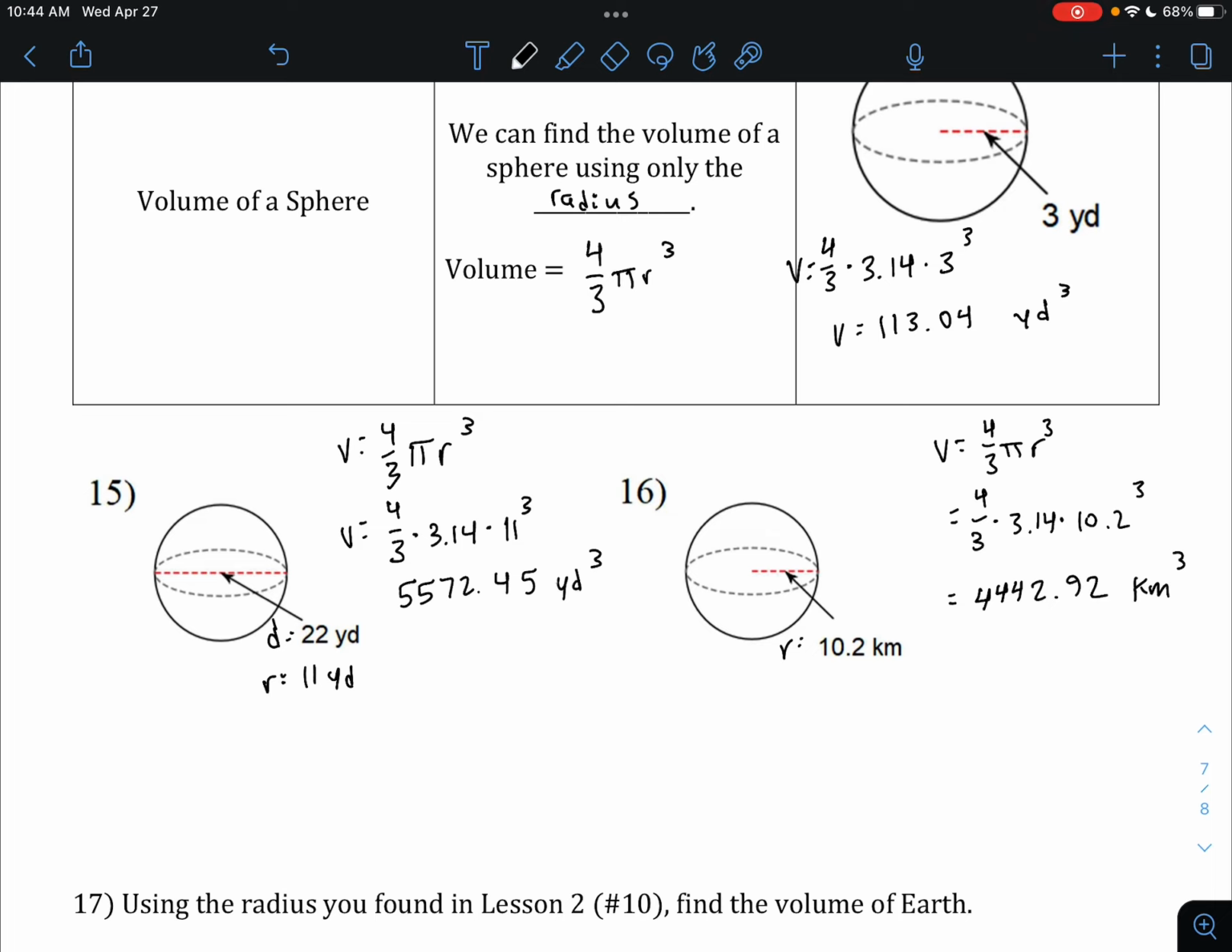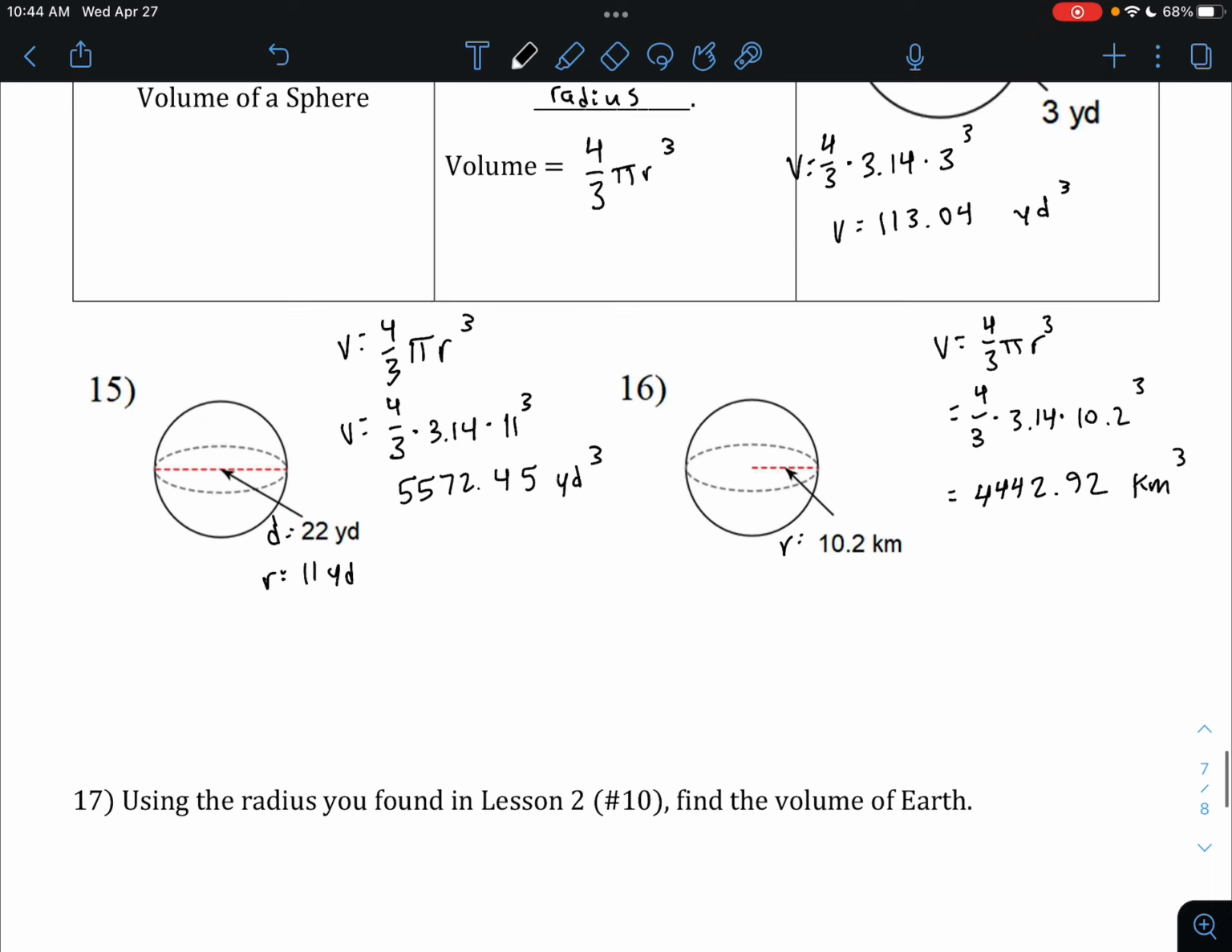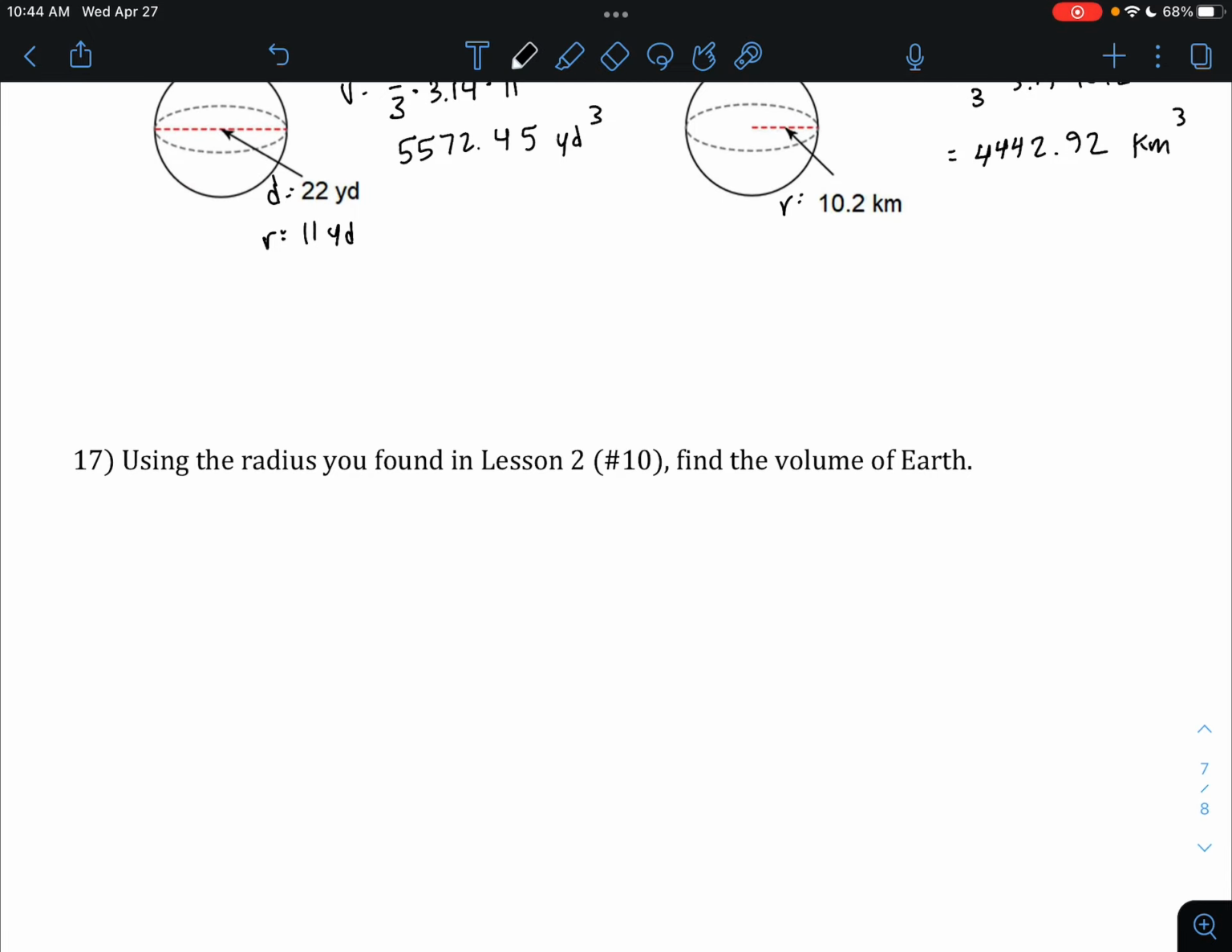Now, here's a little bit of a challenge for us. We're going to find the volume of the Earth. Now, the Earth is roughly a sphere. It's not exactly a sphere. It's a little bit squished top to bottom, so it's a little bit wider than it is tall, but it's roughly a sphere. And we're going to use the formula for volume of a sphere to find the volume of the Earth. Now, we already found the radius of the Earth from our circumference a few lessons ago when we did surface area.